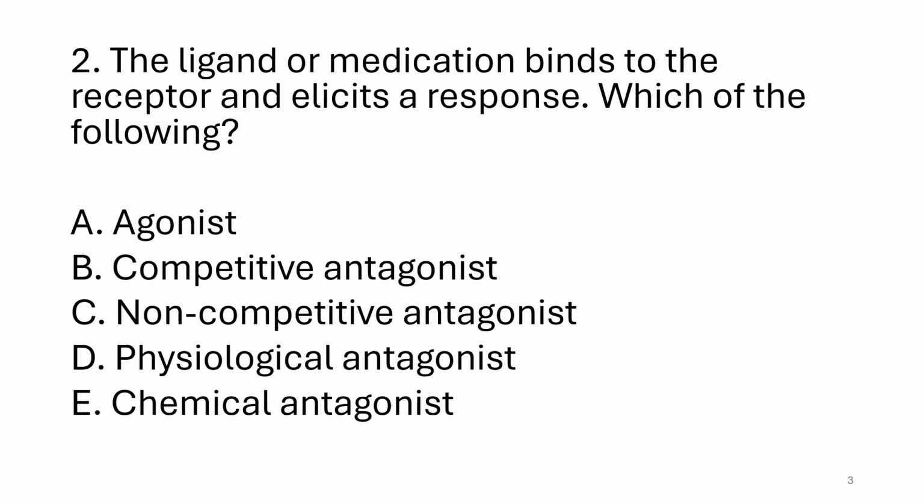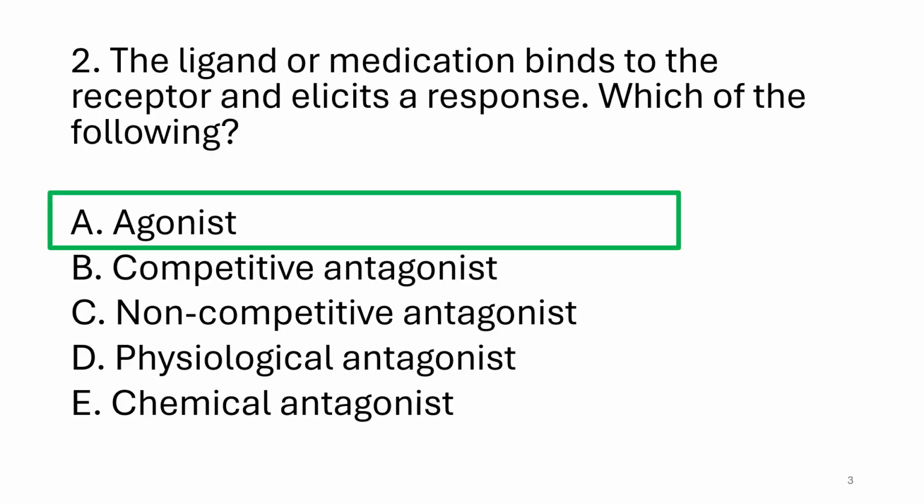Question number 2. The ligand or medication binds to the receptor and elicits a response. Which of the following? The correct answer is agonist. Agonist binds to receptor and produces a response. That is agonist. Whereas antagonist binds to receptor, no response.